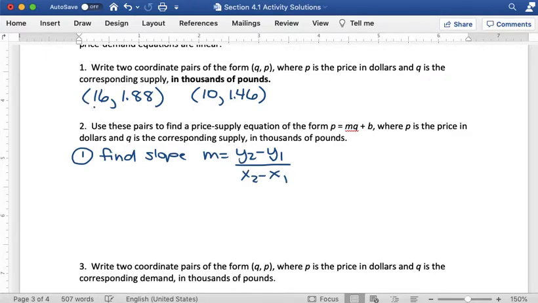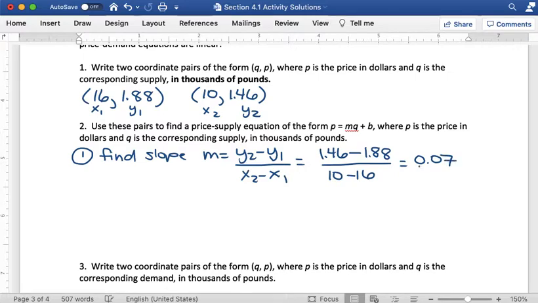So I'm going to label my points here: x1, y1, x2, y2, and then I'm going to plug in. So this is going to be 1.46 minus 1.88, and then divided by 10 minus 16, and that gives me a slope of 0.07 when I do that on the calculator. Supply equations always should have positive slope, and demand equations always should have a negative slope.